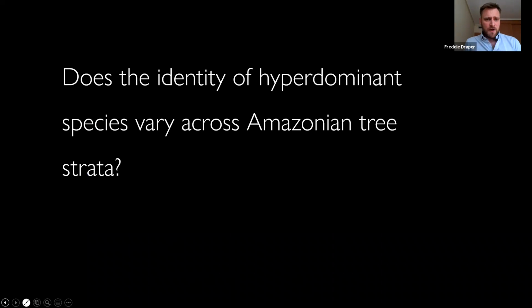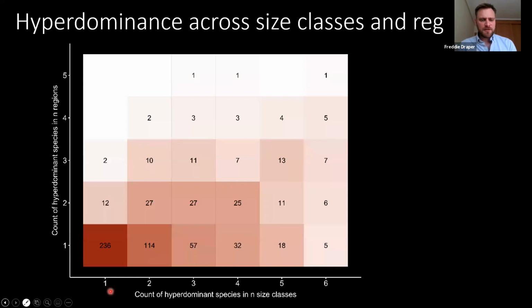So the next question that we wanted to address was, does the identity of hyperdominant species vary across Amazonian tree strata? Here we have a two-dimensional histogram that shows the number of hyperdominant species that occur in 1, 2, 3, 4, 5, or 6 different size classes along the x-axis, and then the y-axis is the number of hyperdominant species that are hyperdominant in 1, 2, 3, 4, or 5 regions. Now the point here is that most of these hyperdominant species are quite specific. So they only achieve dominance in one region or one size class.